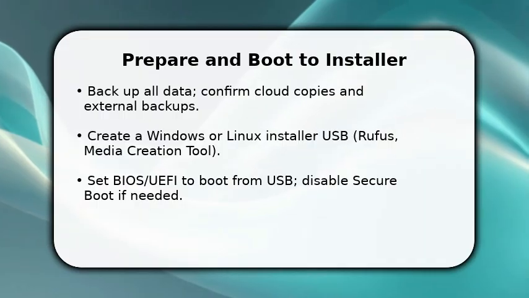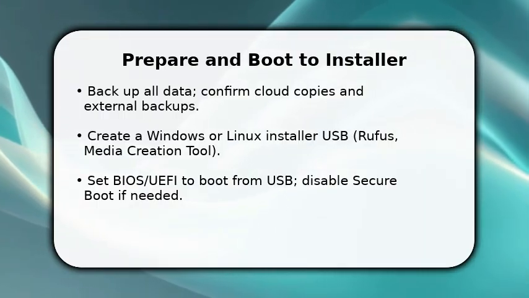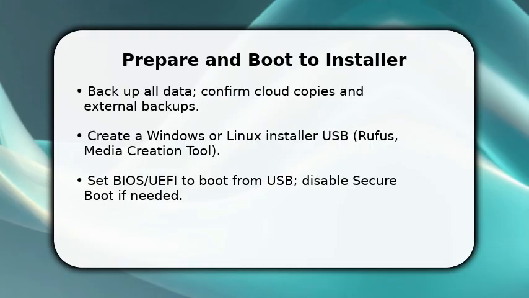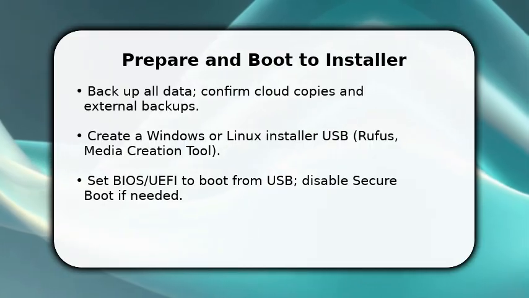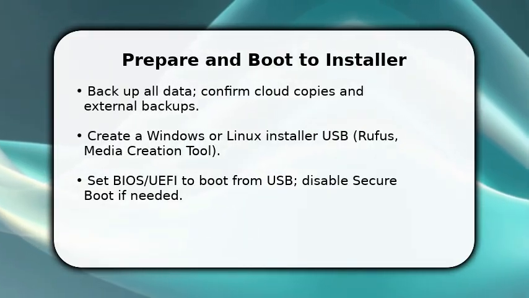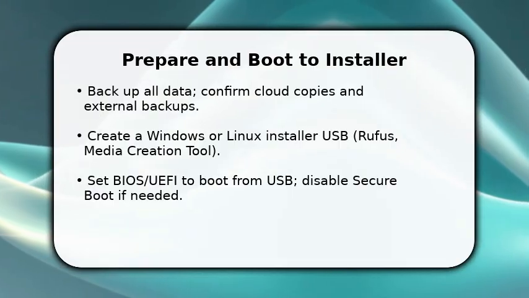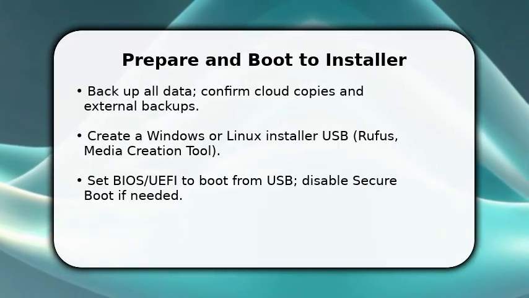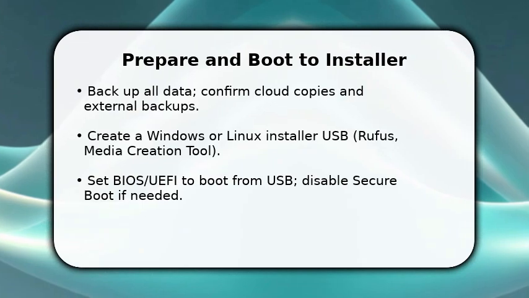Make sure the target computer is set to USB boot and disable Secure Boot only if the installer requires it. You're now ready to boot from the installer and move to partition tools to remove Windows. Once the installer is running, you can remove Windows partitions directly.